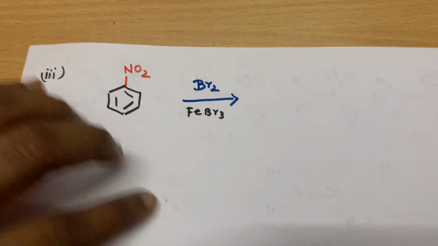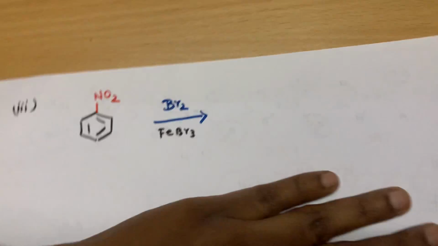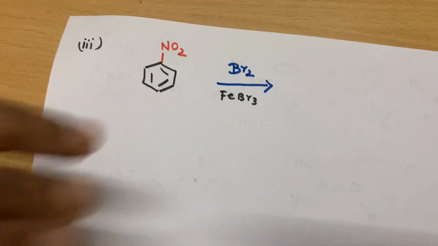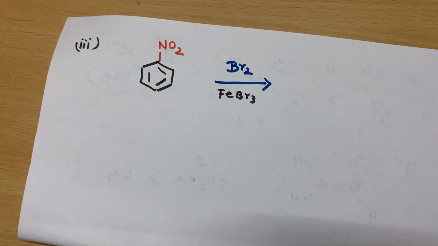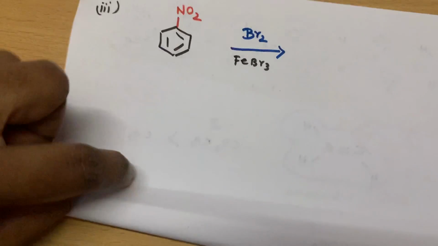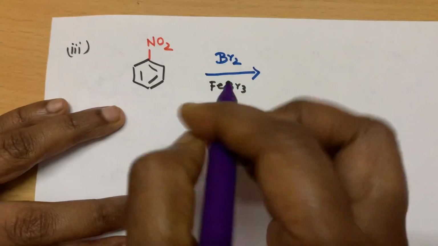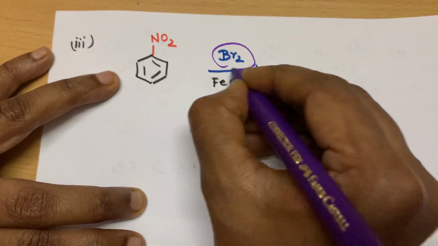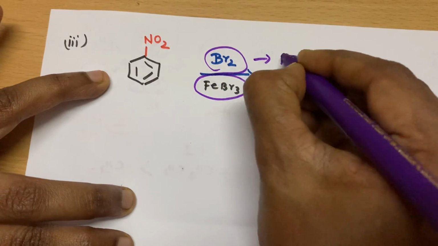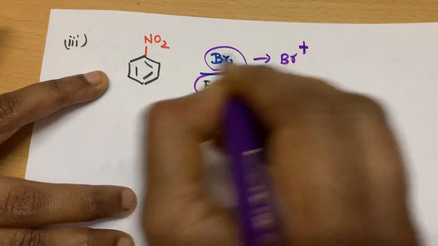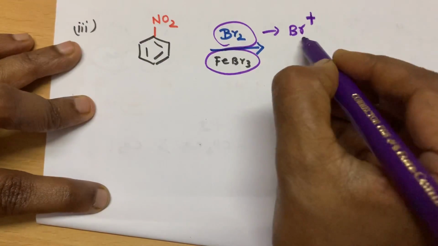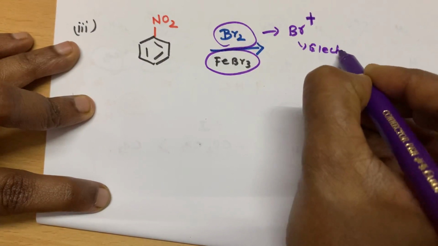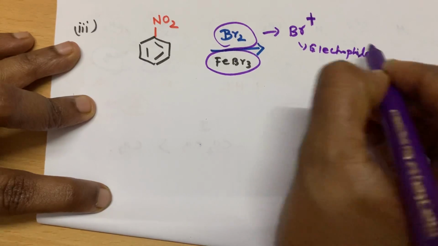So here another thing. Your nitrobenzene, while treating with bromine in presence of FeBr3, what is the product? So first of all, what is the species generated? The species generated is Br plus, it is an electrophile. So it is an electrophile, so we need what? We need a nucleophilic center.